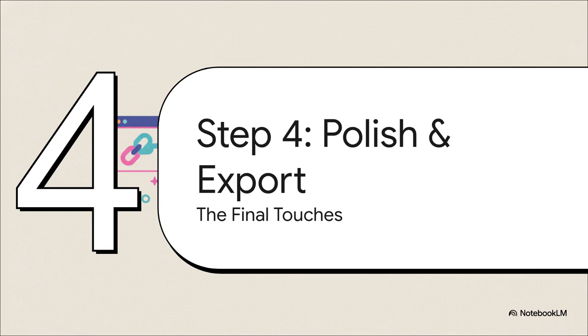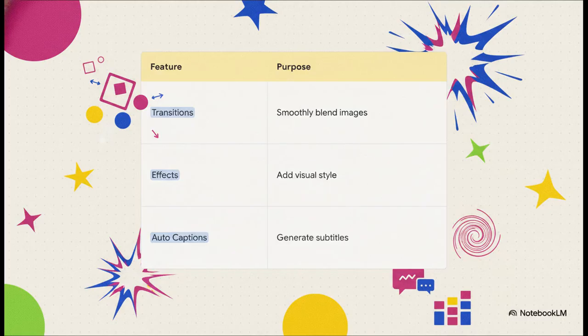We have a video, but it's the final touches, right? That's what really makes it look and feel professional. So this is where we add that extra bit of polish. And CapCut makes this part super easy too. You've got things like transitions, right? To smoothly blend one image into the next. You can add effects like a cool snow overlay to give it some visual flair.